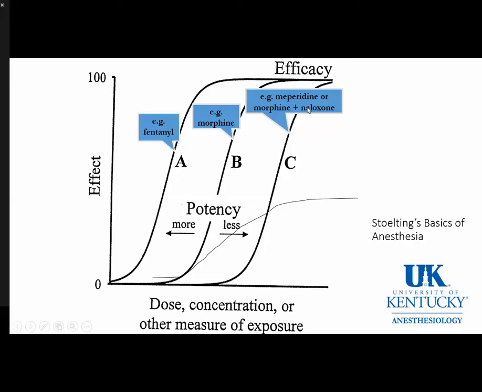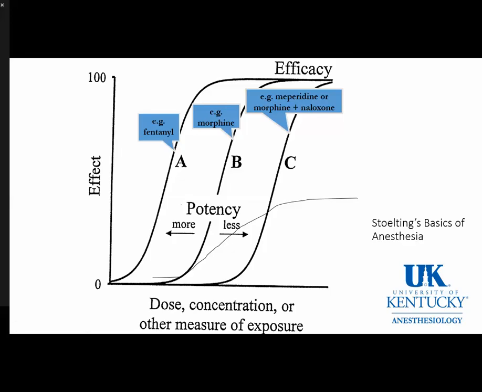Since naloxone is a pure mu antagonist, pure morphine antagonist, or competitive antagonist, curve C could also be this same dose of morphine here in the presence of naloxone, which would just shift the curve to the right.